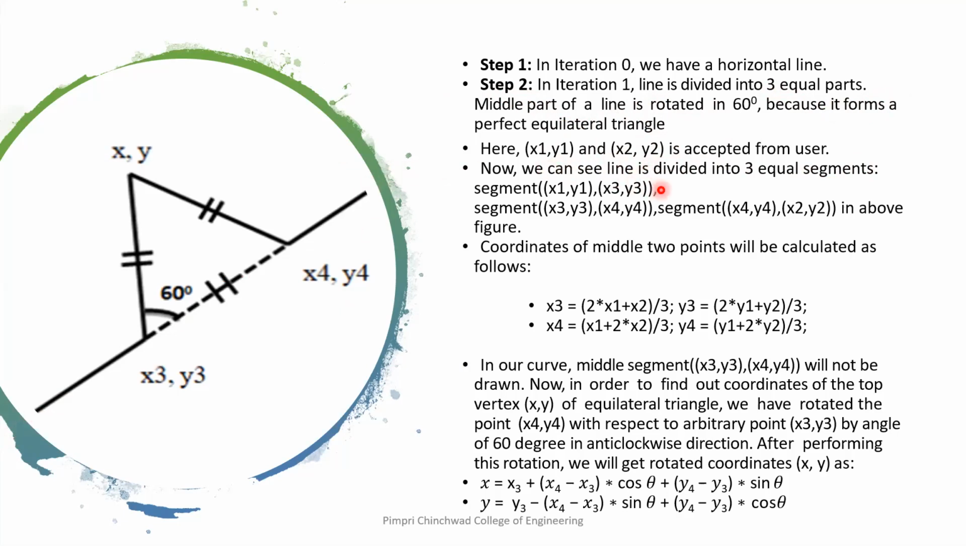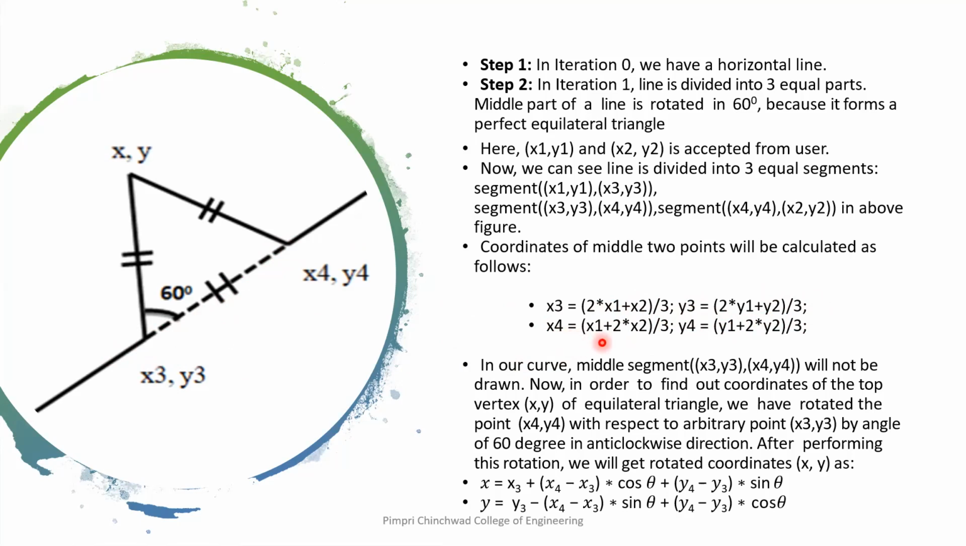Now we can see the line is divided into three equal segments. x1, y1 to x3, y3 is one segment, x3, y3 to x4, y4 is another segment, and x4, y4 to x2, y2 is another segment in this figure. So how to determine this point x3? One formula is there: (2x1 + x2) / 3. That will give you this location x3. And what about y3? (2 into y1 + y2) / 3. That will give you y3. x3, y3 will be this point. Okay. Now I have to determine x4, y4. What is x4?